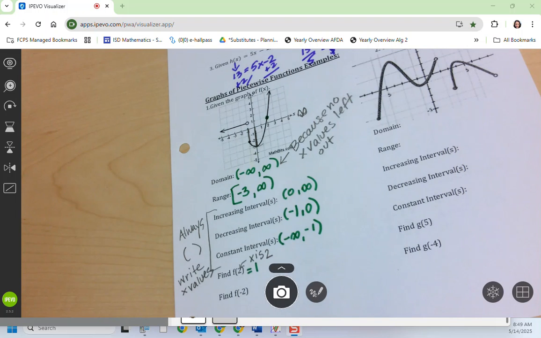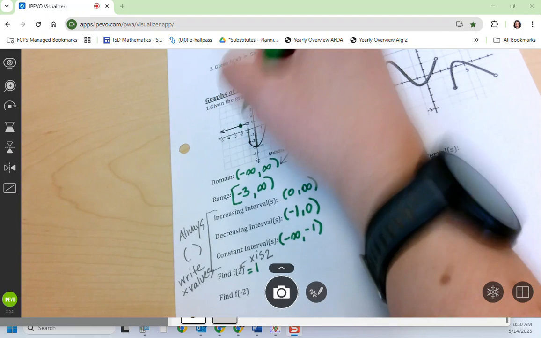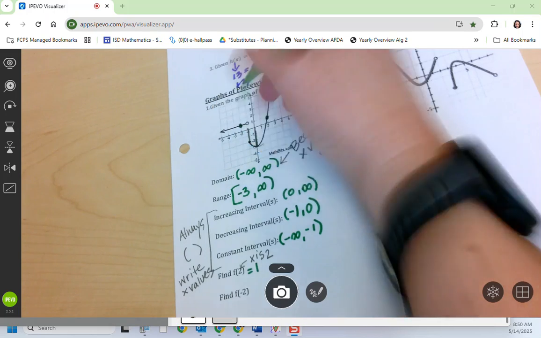Try to find f of -2. Go to where x is -2, then go to the graph. What's the y? It's 1. It's right here. F of -2 is also 1.